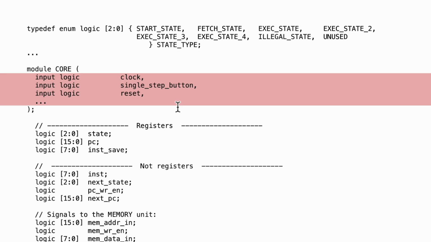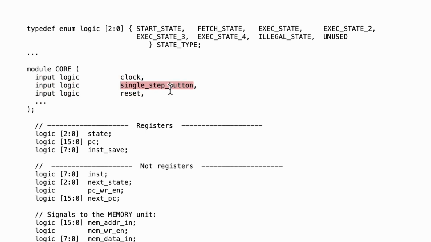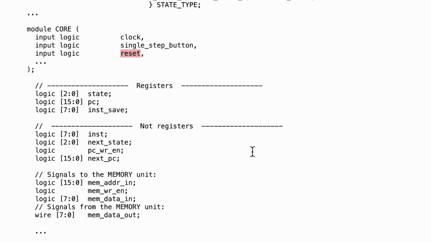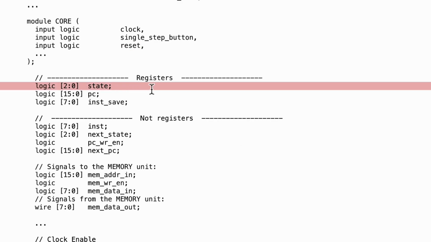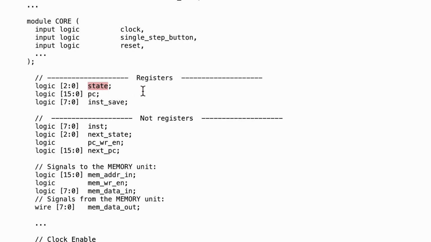We've also got a single step button, and this input reflects the value of that button, and we'll use it to execute one cycle at a time. And we've also got a reset signal, which we can use to reset everything and start execution from the beginning again. We have several important SystemVerilog registers, and the most important one, I guess, is the state register, which contains the state of the finite state machine.